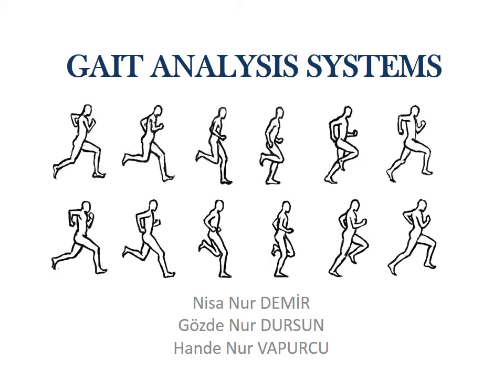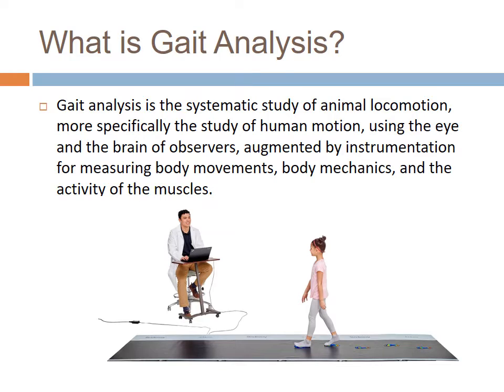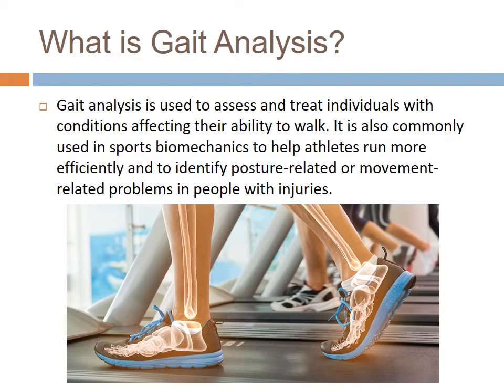Our topic is gait analysis systems. What is gait analysis? Gait analysis is the systematic study of animal locomotion, more specifically the study of human motion, using the eye and the brain of observers, augmented by instrumentation for measuring body movements, body mechanics, and the activity of the muscles. Gait analysis is used to assess and treat individuals with conditions affecting their ability to walk.